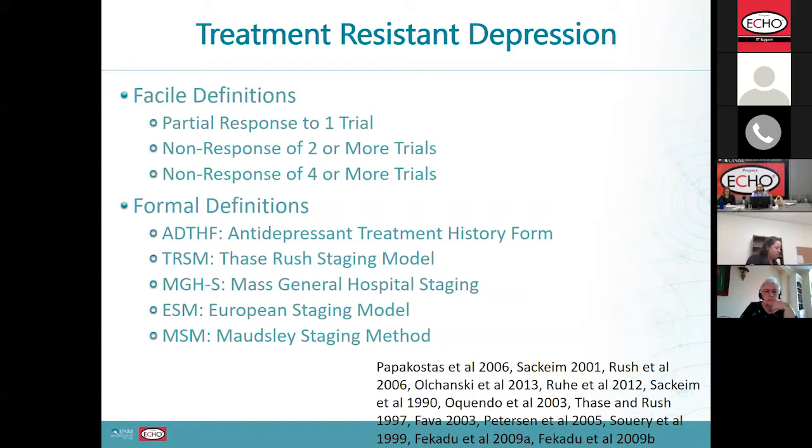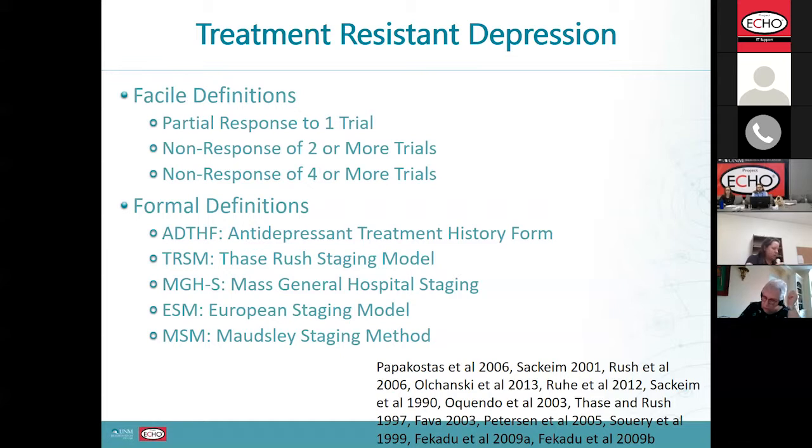So what is treatment-resistant depression? How do we define treatment-resistant depression? Well, pretty simply put, treatment-resistant depression is depression that has proved to be resistant to any number of treatments. And there's a bunch of definitions in the literature. There are some very facile definitions, such as partial response to one trial, all the way up to non-response of 4 or more trials. Those are very simple, straightforward definitions.